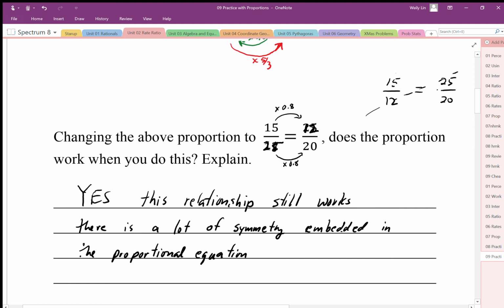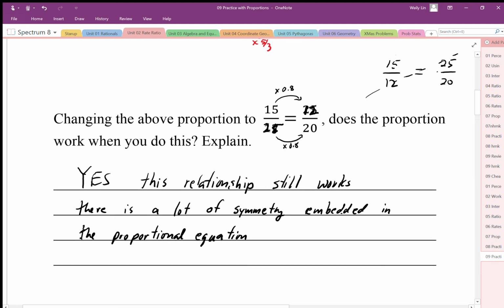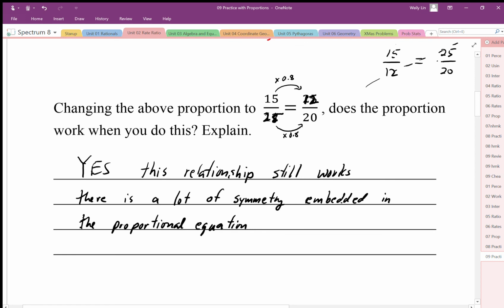If you understand at least the horizontal and the vertical relationship, that is going to be very useful because we have different ways we can look at it. But again, there is more symmetry. In fact, there's this diagonal symmetry that also exists that we can take advantage of. So definitely, yes, we can rotate these terms around, and we can generate an equivalent proportion even when we do that.